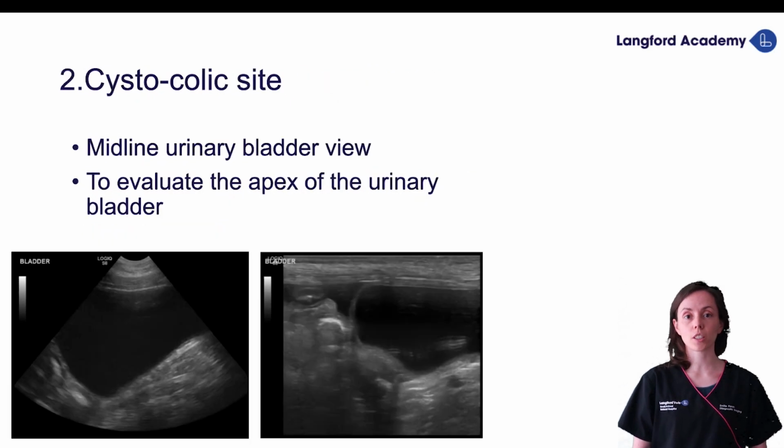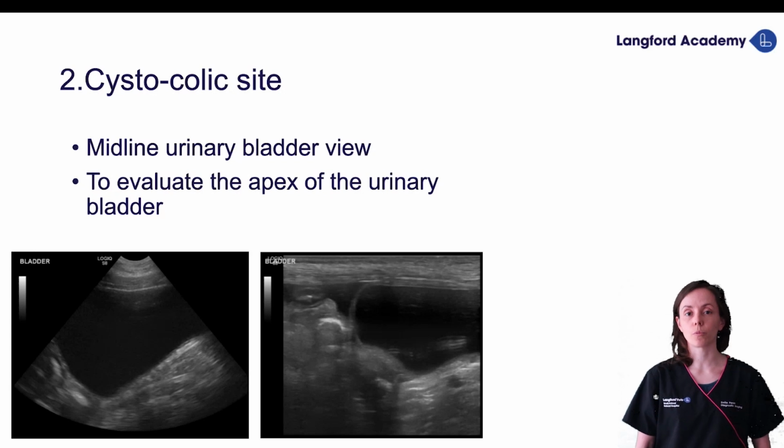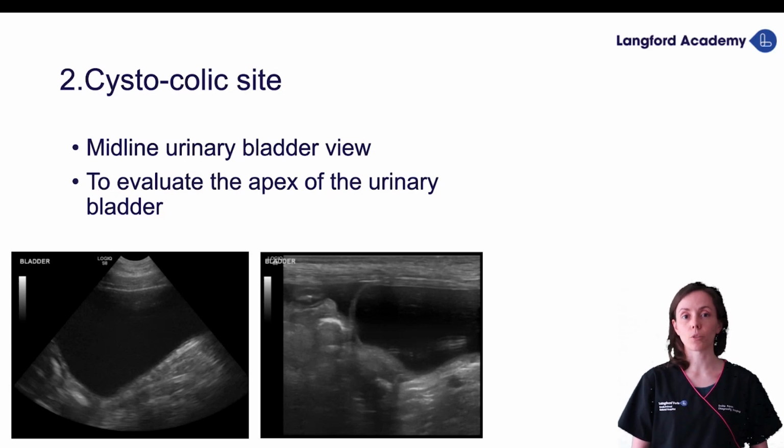Then you move on to your cysto-colic site, where you're going to access the urinary bladder, as you would when you do an abdominal ultrasound, and that is to evaluate the apex of the urinary bladder. On the left side, you've got a picture where the urinary bladder is normal, filled with anechoic urine. There's no free fluid around it. On the right side, you've got another view where the urinary bladder looks intact, and then some free fluid present just cranial to the apex.